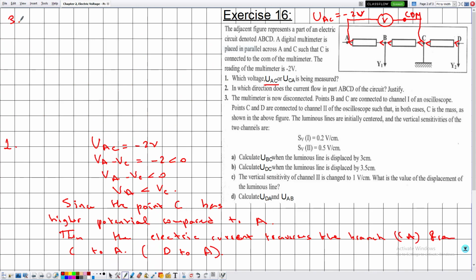Now in number 3 they are telling me the multimeter is now disconnected. Let's disconnect the multimeter.